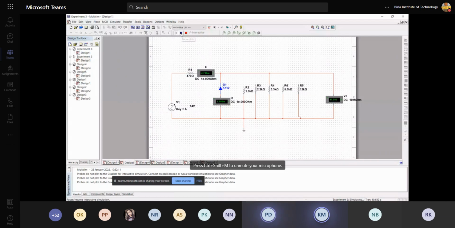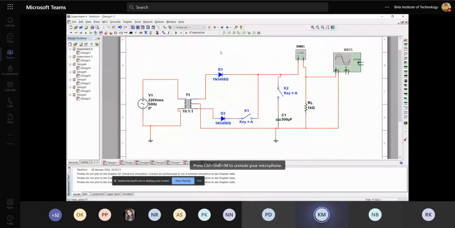Yes. And this is experiment number 4, but I have done it, and I don't know if it is working or not. Please guide me, and I'm running it. And now what will I do, I don't know, ma'am. I made this setup. Okay. So first of all, you have to do the half-wave rectifier, na?